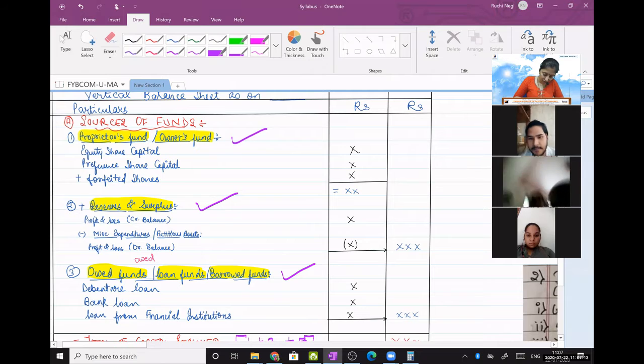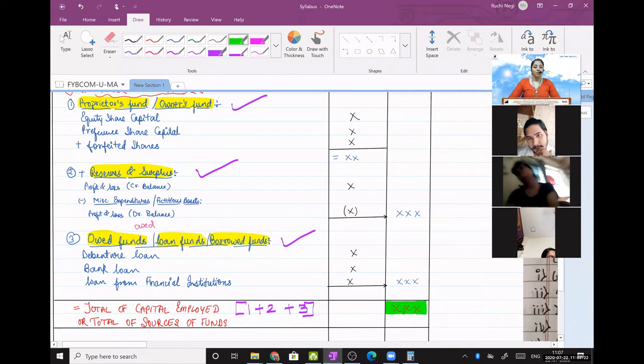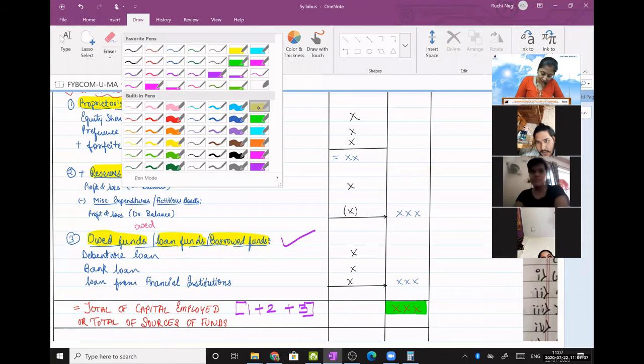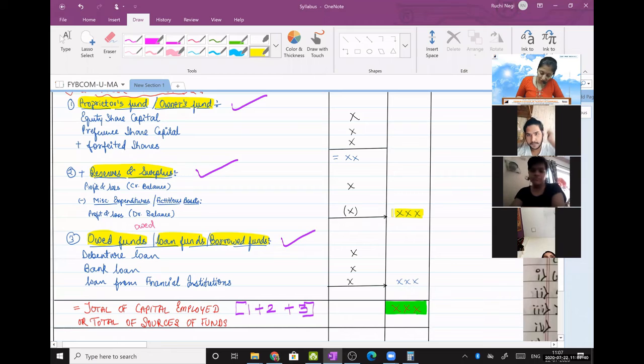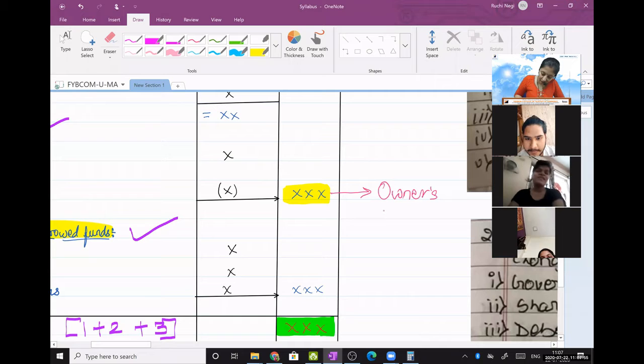So this is the total. Total capital employed. Owner's fund plus reserves and surplus is less, add borrowed funds. So what am I adding? I'm adding this. This is called as owner's fund or proprietor's fund. Take a note of all this right here. Owner's fund.